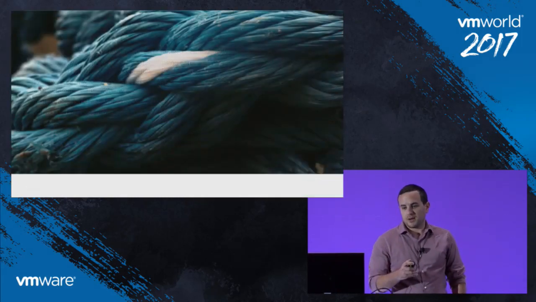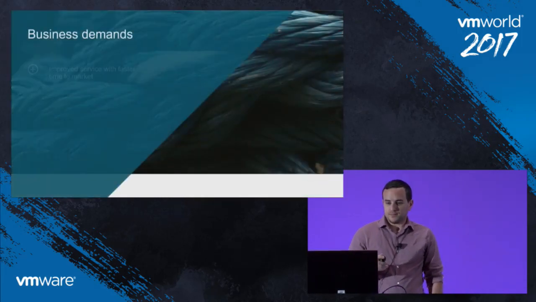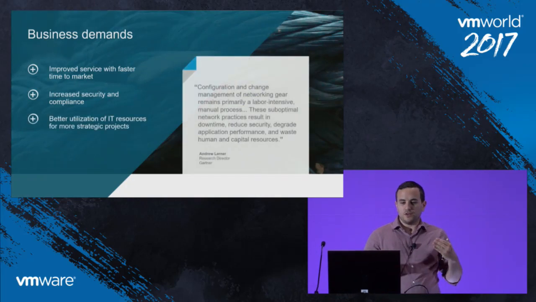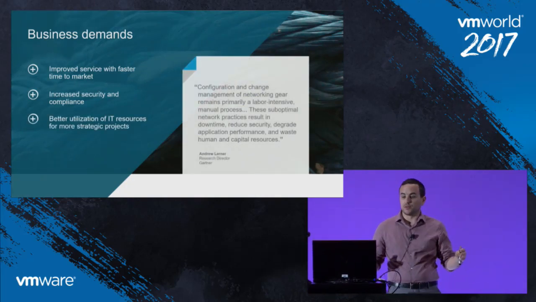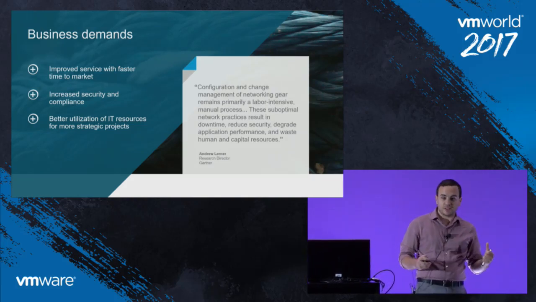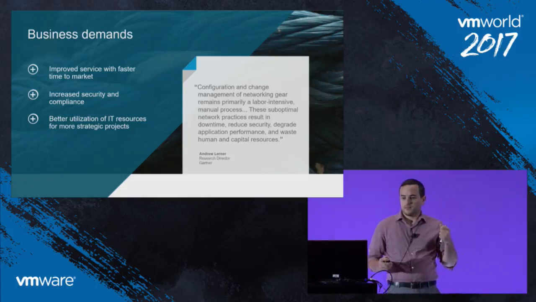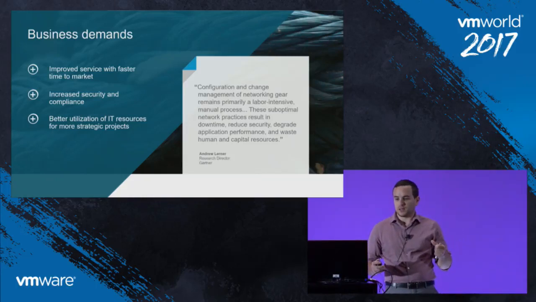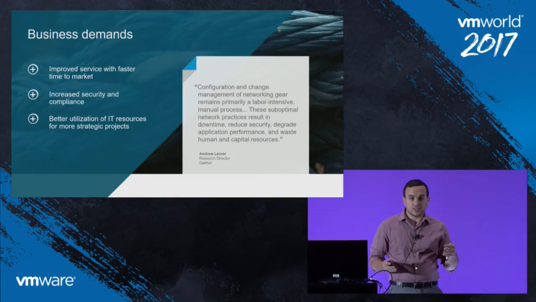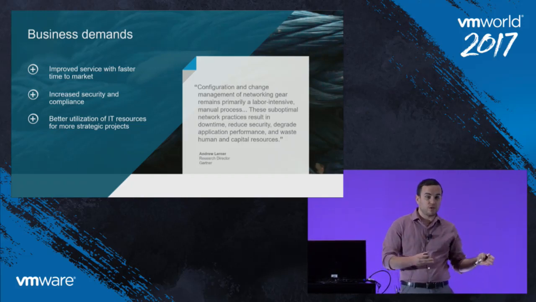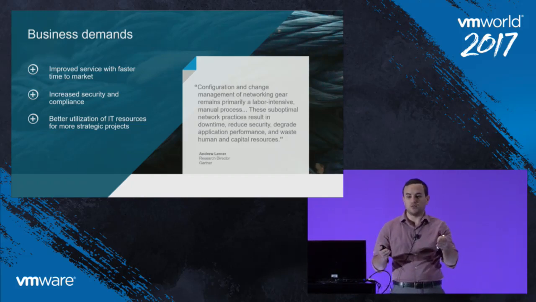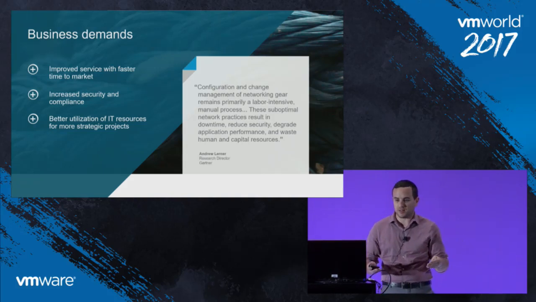All right, so when we're talking about automation, there's a few common organizational and business demands that are universal, effectively. That's improved security and faster time to market, increased security and compliance, better utilization of IT resources so that not only physical resources, but human resources can be used more effectively on more strategic, higher value projects.